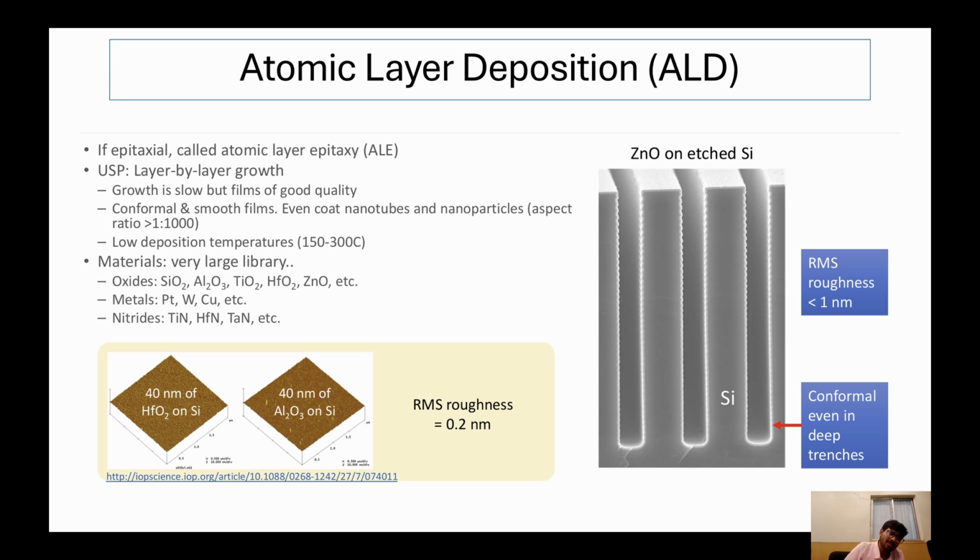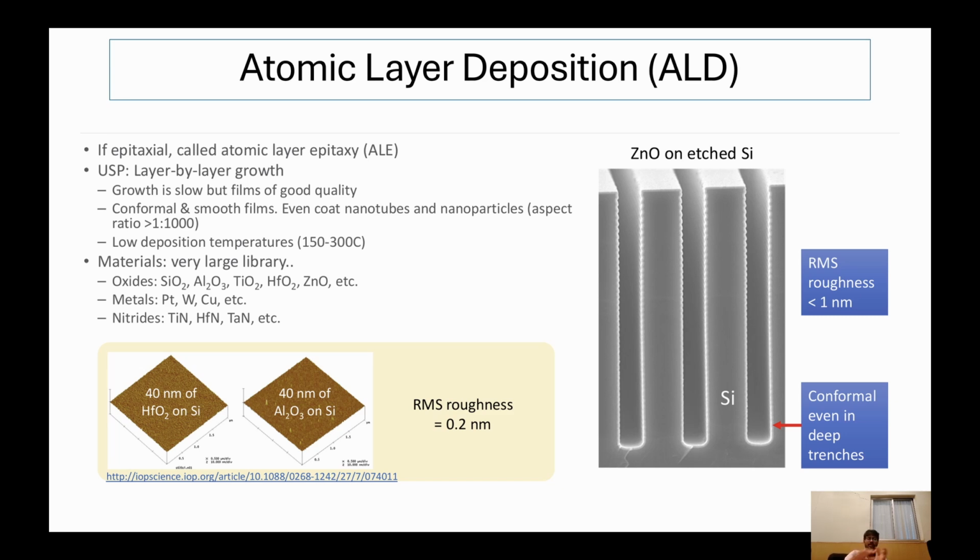Atomic layer deposition is also called atomic layer epitaxy. Epitaxy, in the sense that it completely follows the lattice coefficients of the substrate along with which it is getting deposited. So this is a layer by layer growth. In atomic layer deposition, this is a layer by layer growth, unlike chemical vapor deposition.